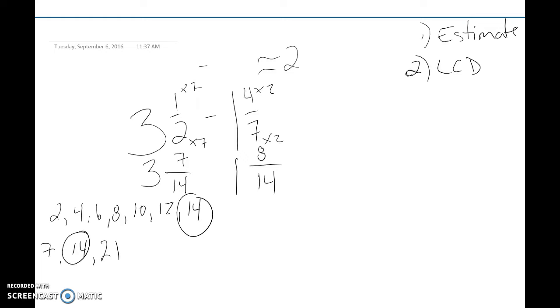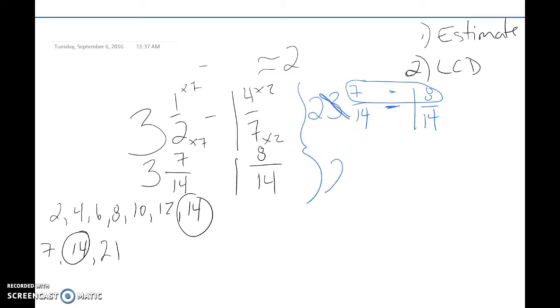Now this is kind of confusing. I'm going to change colors. I'm going to rewrite this. I like to be organized. So I have 3 7/14 minus 1 8/14. So now, number 3 is subtract numerators only. 7 minus 8. Well, I can't take 8 away from 7, so I need to borrow from this whole number.